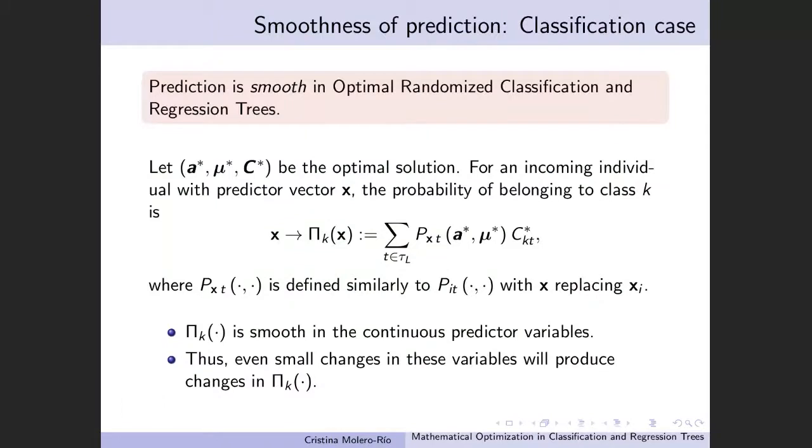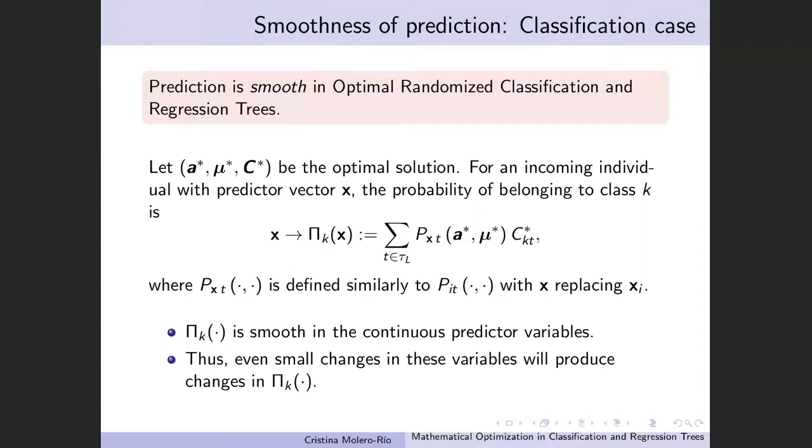Okay, so on the next 4 slides, I'm going to focus on classification, to show the desirable properties that we can handle with our formulation. First of all, it is important to note that our prediction is smooth, against the other approaches. Suppose that we have the optimal solution and we have an incoming individual with predictor vector x, then the probability of belonging to class k is the one that is shown there.